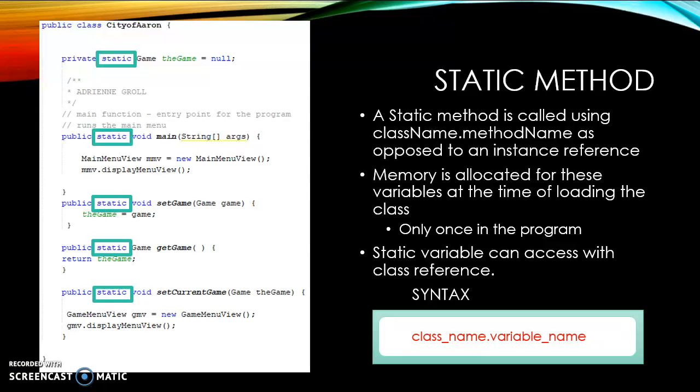To create a static method in Java, you prefix the static word before the name of the method. A static method is called using the class name and method name, as opposed to an instance reference. Memory is allocated for these variables at the time of loading the class, only once in the program. Static variables can be accessed with a class reference, and this would be the syntax for that.